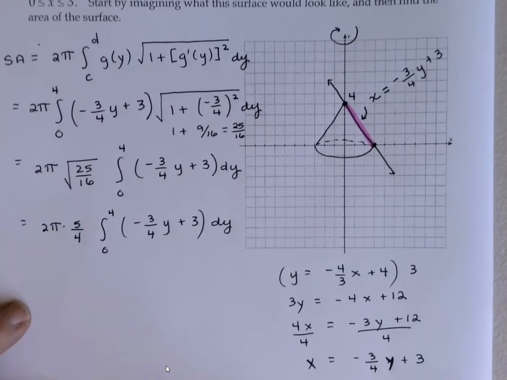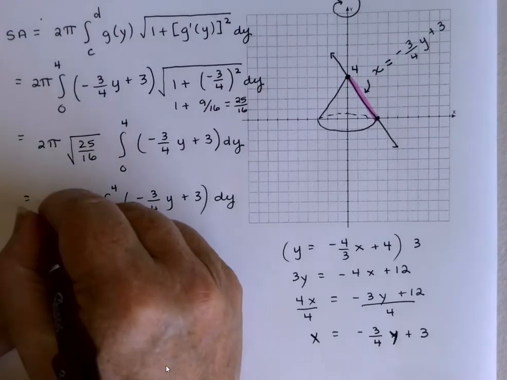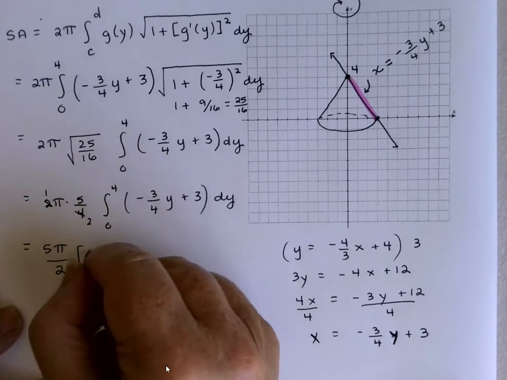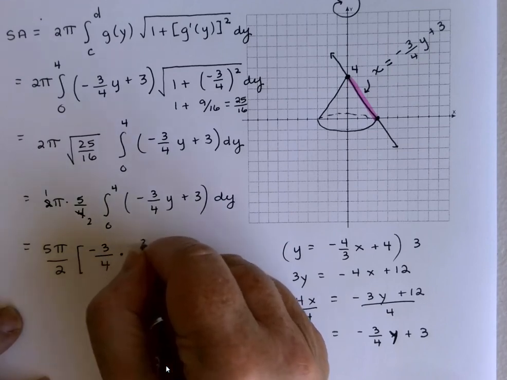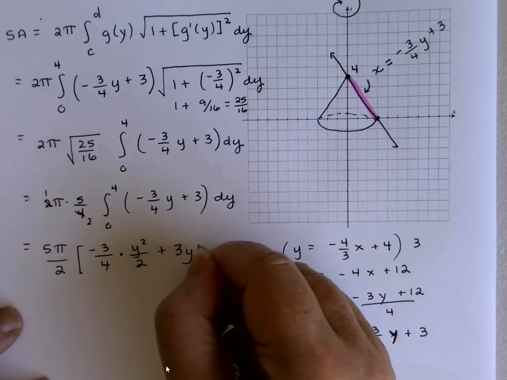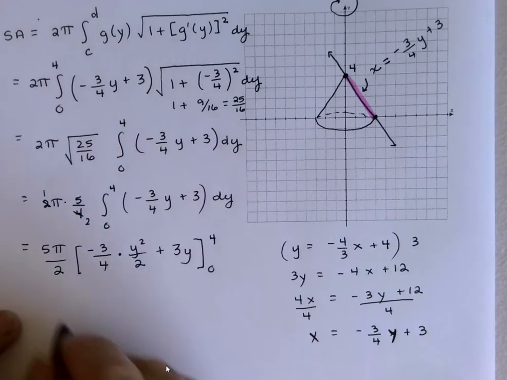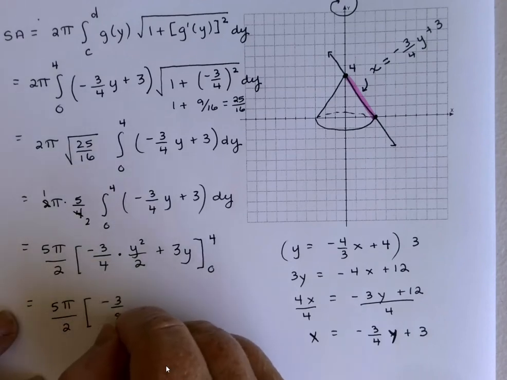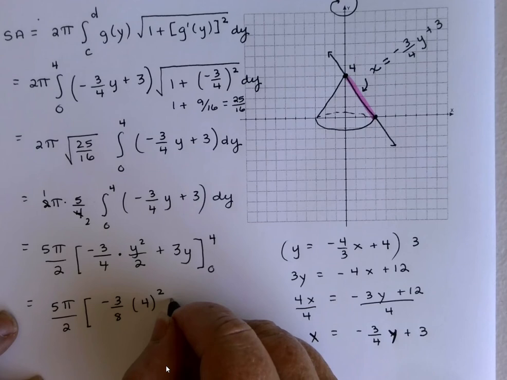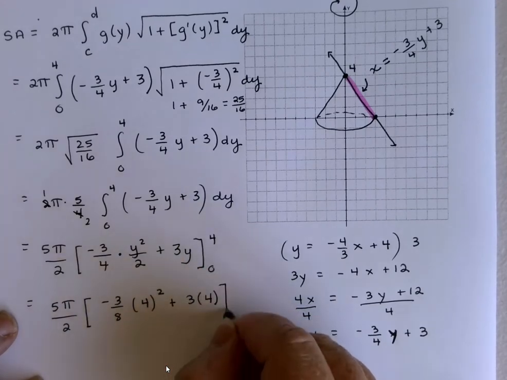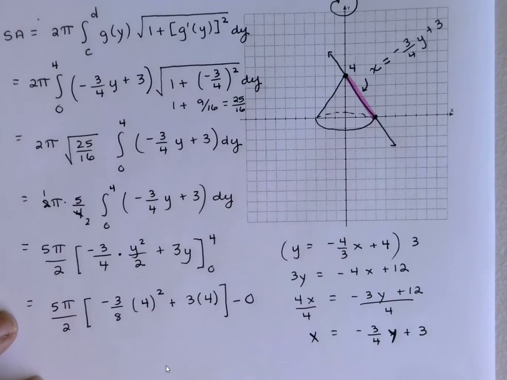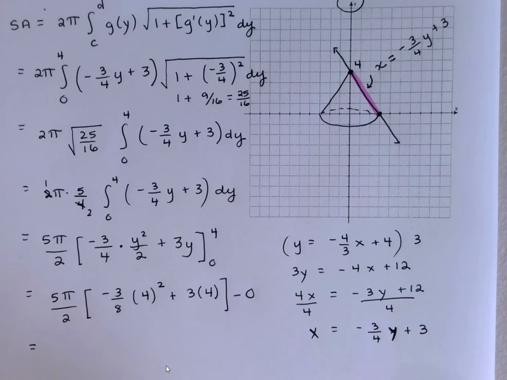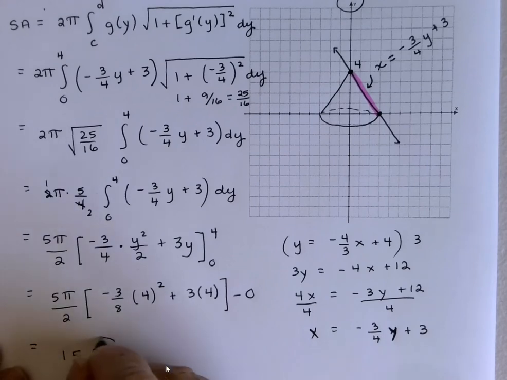And this is going to be pretty straightforward, so let's go ahead and finish this one by hand as well. I would have 5 pi over 2, and this integral is going to be negative 3/4 times y squared over 2 plus 3y, evaluated from 0 to 4. So that would be negative 3/8 times 4 squared plus 3 times 4. When I plug in the 0, everything just goes to 0, so I'm subtracting 0 here. And you can just plug that all in your calculator if you want to, except for the pi. When I did, I ended up getting 15 pi. So a nice exact answer.